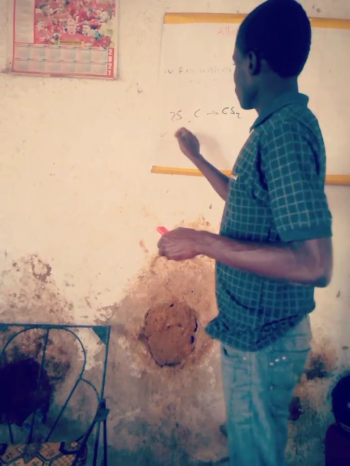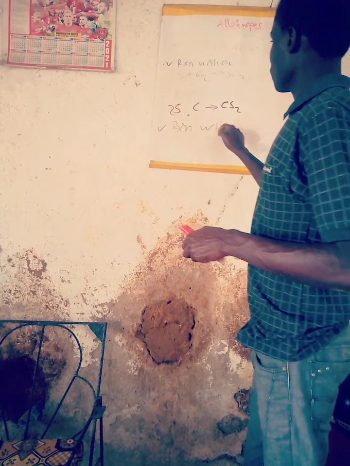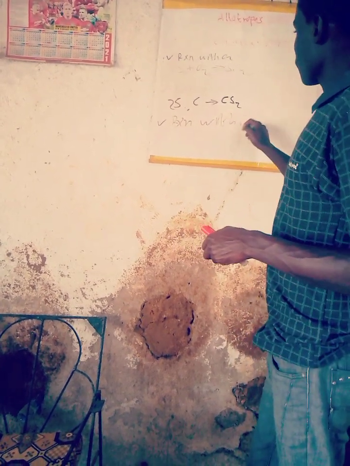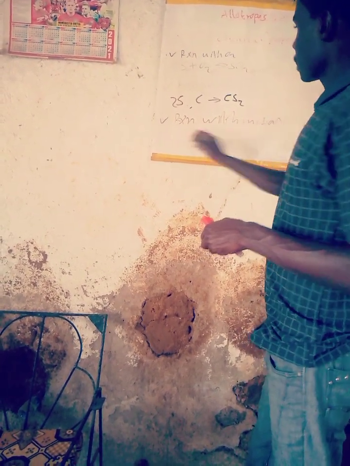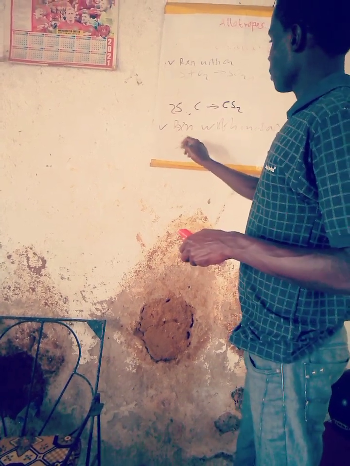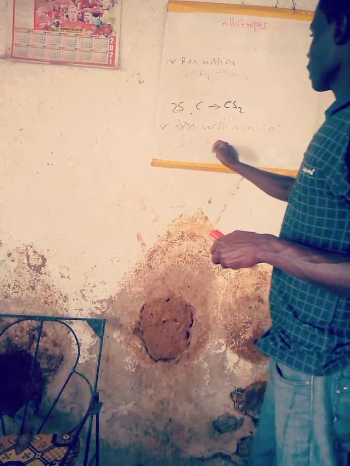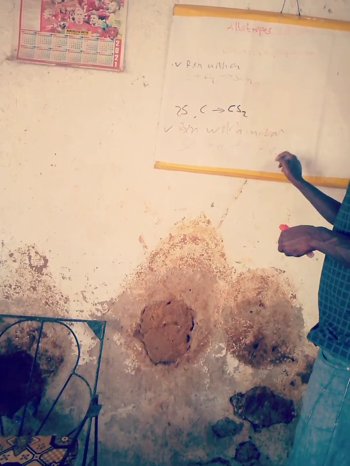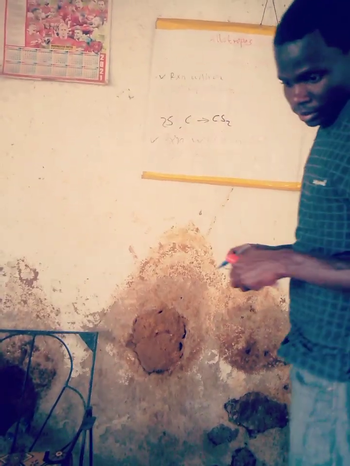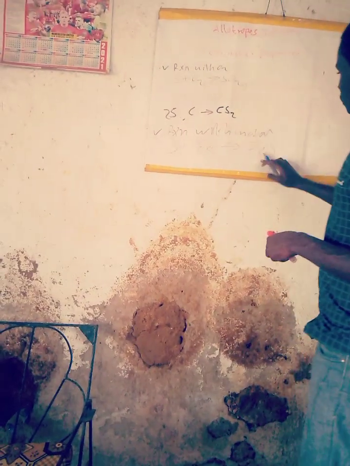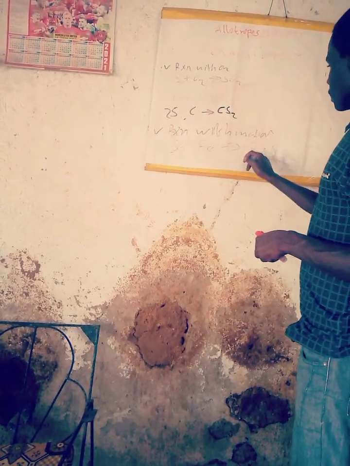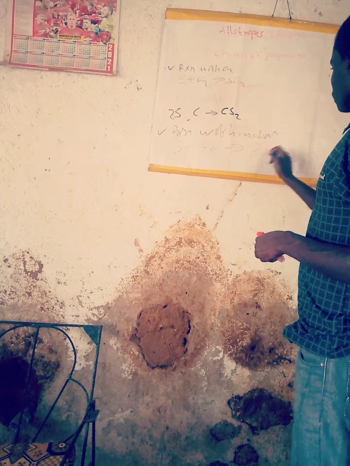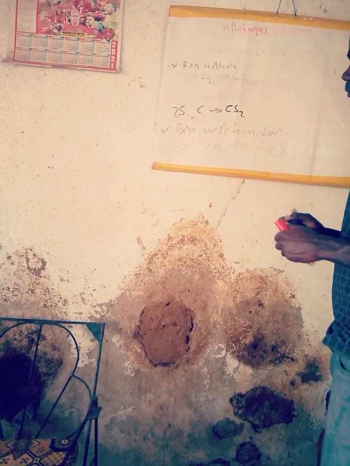Reaction with metal: sulfur plus, let's say, iron. Iron is a metal, so it forms iron(II) sulfide.